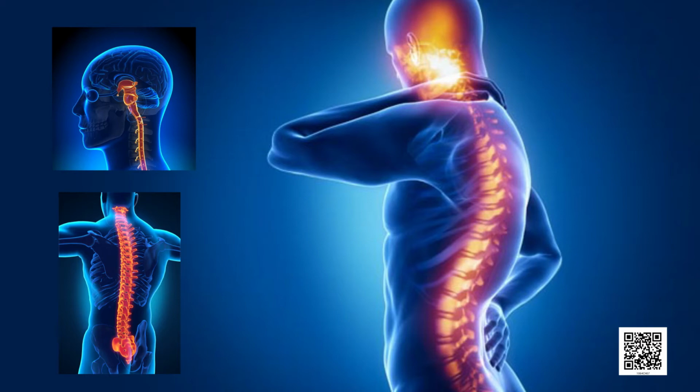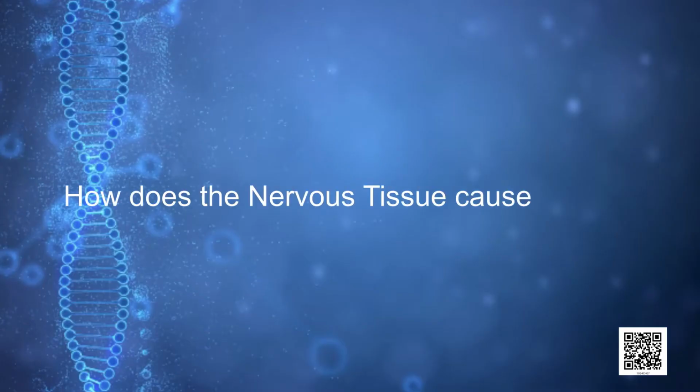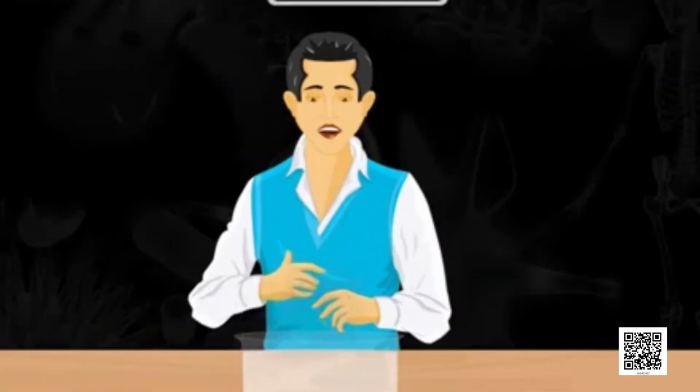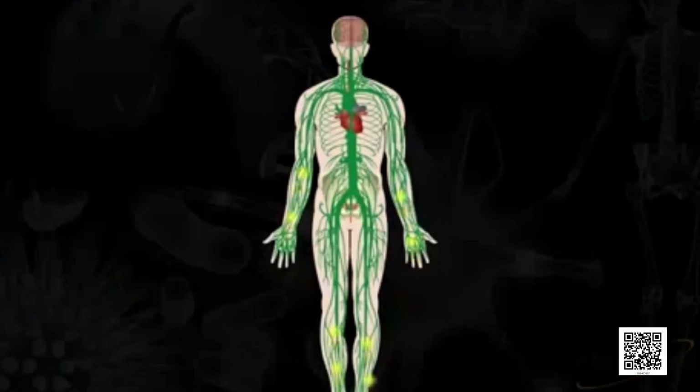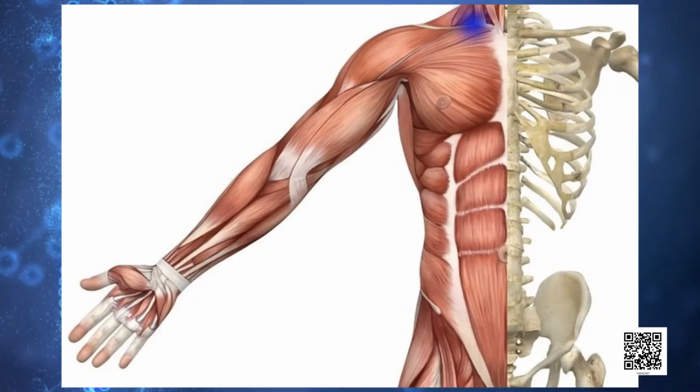Children, how does the nervous tissue cause action? So far, we have been talking about nervous tissue and how it collects information, sends it around the body, processes information, makes decisions based on information, and conveys decisions to muscles for action. In other words, when the action or movement is to be performed, muscle tissue will do the final job.